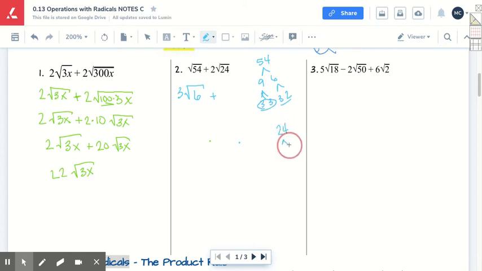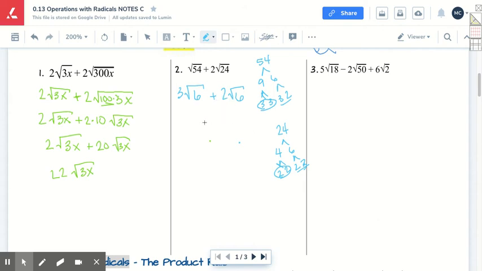So 24, I can break 24 down into 4 times 6. Now again, 4 will break down into 2 times 2. 6 is 2 times 3. So the 2 times 2 gives me a pair, so I can pull out a 2. The 2 times 3 has to stay inside. So I'm pulling out a 2, and there's a 6 left over.